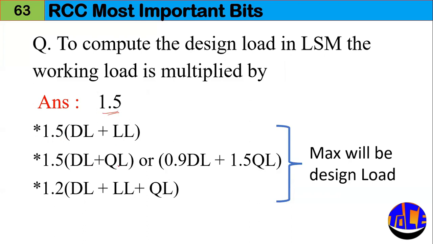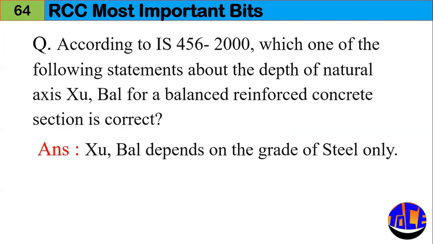And for dead load with other loads like earthquake or wind loads, you can simply multiply with 1.5, or else use 0.9 of dead load plus 1.5 of earthquake or other loads. The other combination is 1.2 into dead load plus live load plus other loads. Usually we'll be taking the maximum of these three as the design load. So try to remember these load combinations and load factors.